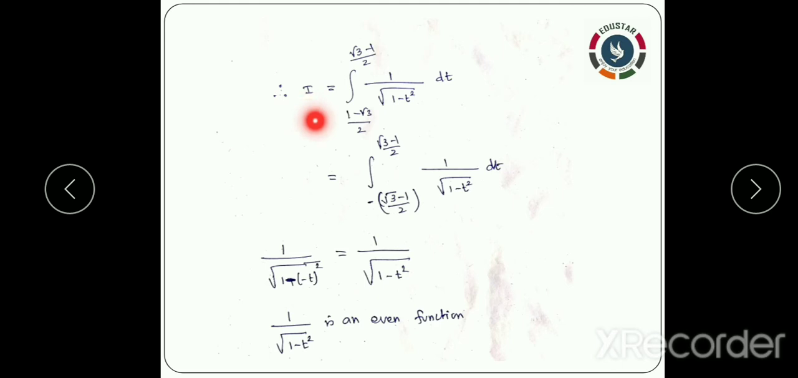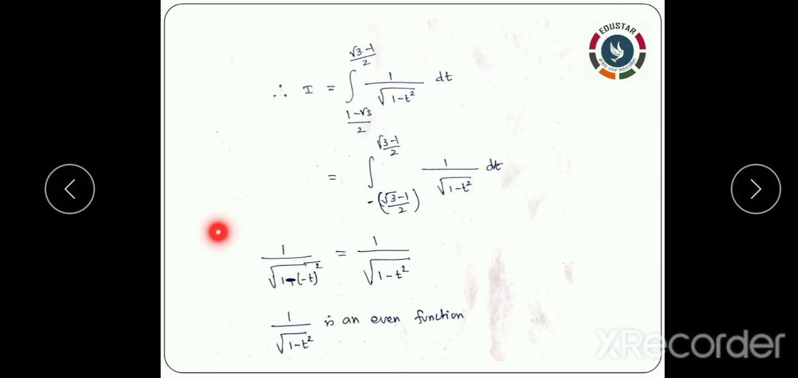Therefore I equals the integral from (1 minus root 3)/2 to (root 3 minus 1)/2 of 1 by the square root of 1 minus (sin x minus cos x) whole squared, which in terms of t is 1 minus t squared, into (sin x plus cos x) dx. We know that dt will replace this here. Then we get the integral from (1 minus root 3)/2, taking minus as the common factor, to (root 3 minus 1)/2 of 1 by square root of 1 minus t squared into dt.